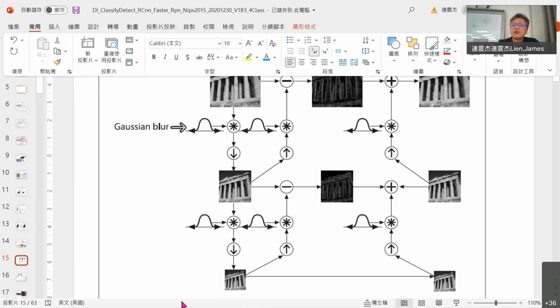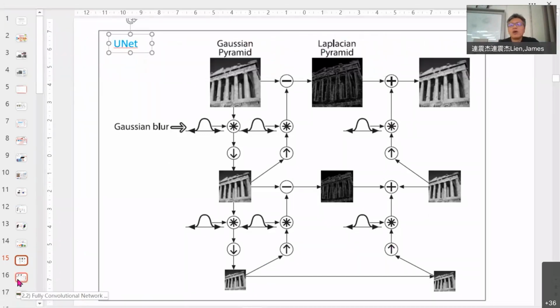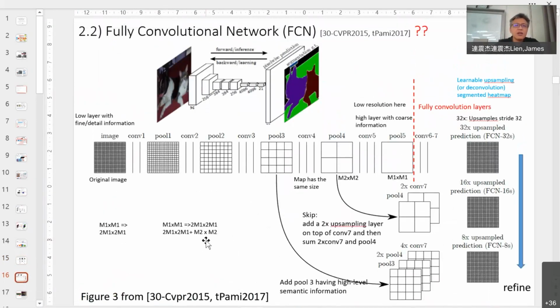It's the method. When you do upsampling, be careful. Sometimes your result is not good because your upsampling method is not good. And this is the other paper in FCN. They do the same thing. They do downsampling using pooling, so there is low resolution here. And they do upsampling, but each time when you do the upsampling, they combine.